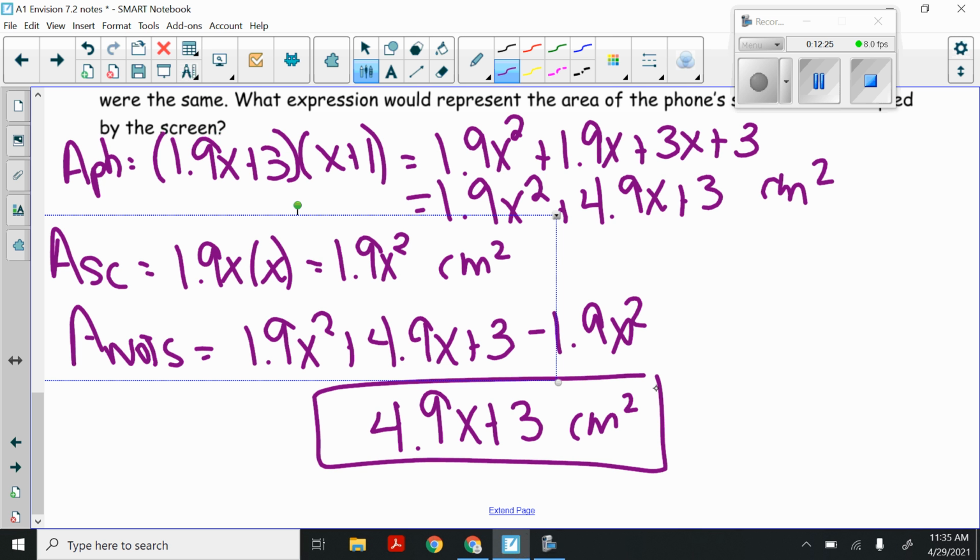Okay? So that is a nice review of multiplying polynomials together using the distributive property, which is called the FOIL method if they are both binomials.